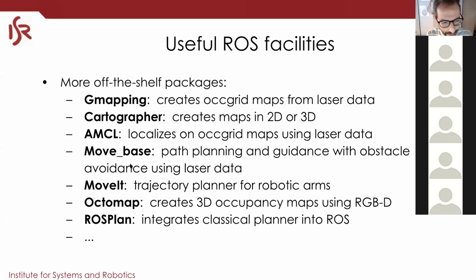Well, not really out of the box, so sometimes you need to fine-tune move base. I don't know what it is these days, but in the past it used to be a little bit cumbersome to fine-tune parameters for move base. But João says it still is. Okay, so move base still is a pain to make it work nicely on the robot. MoveIt for robotic arms. Octomap creates 3D maps from RGB-D data. So RGB-D data is depth cameras.